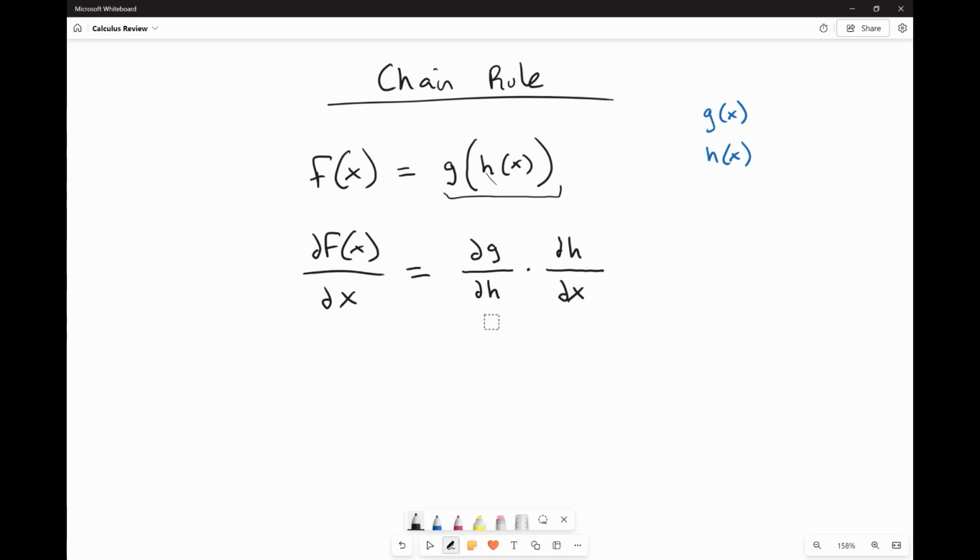The basic idea here is how does f change when x changes? Well, this is how it changes. First, we want to know how does g change given a change in h, times how does h change given a change in x? So you have to go through these two steps. It's a two-step process. You take the derivative of the outer function and you multiply it by the derivative of the inner function.